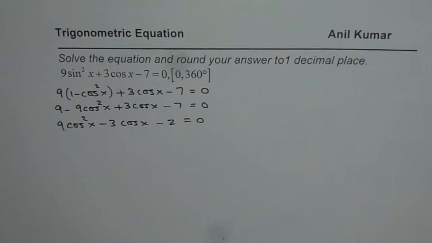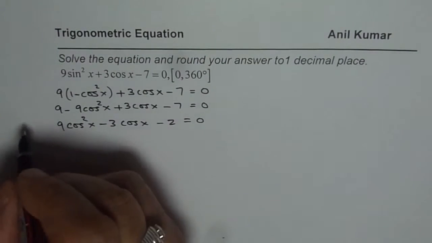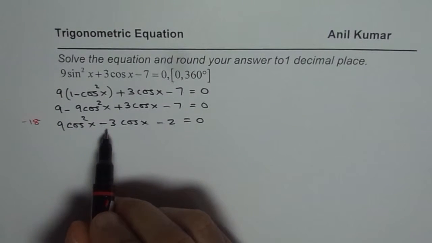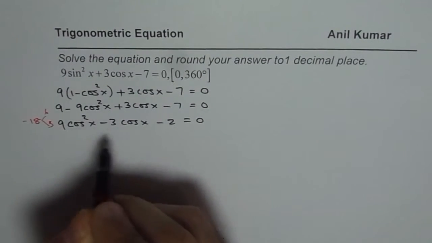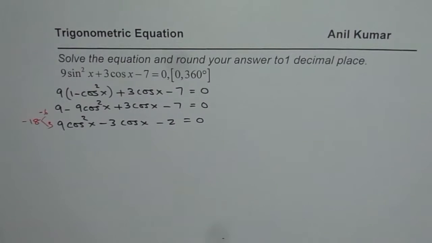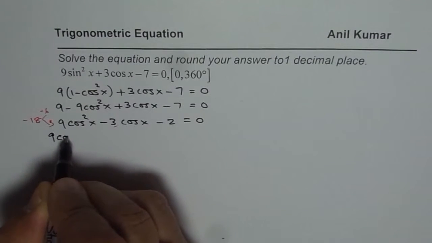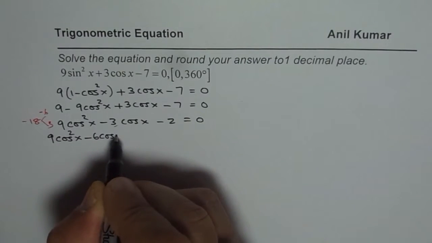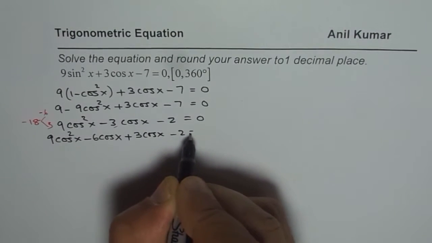Now we'll factor this, and factoring means product and sum. 9 times minus 2 is minus 18, and we need a sum of minus 3. That means 6 and 3, right? So the numbers are 6 and 3. Minus 3 means 6 is negative. So we'll rewrite, splitting the center term. So we get 9 cos square x minus 6 cos x plus 3 cos x minus 2 equals 0.